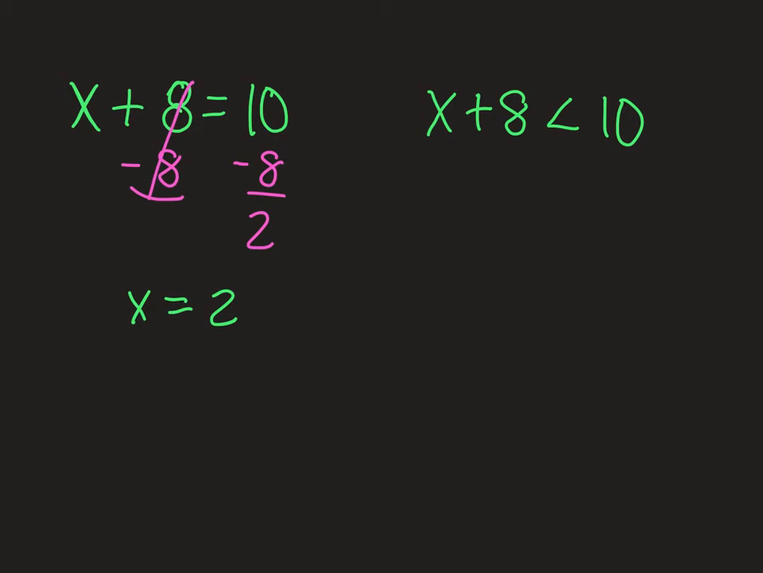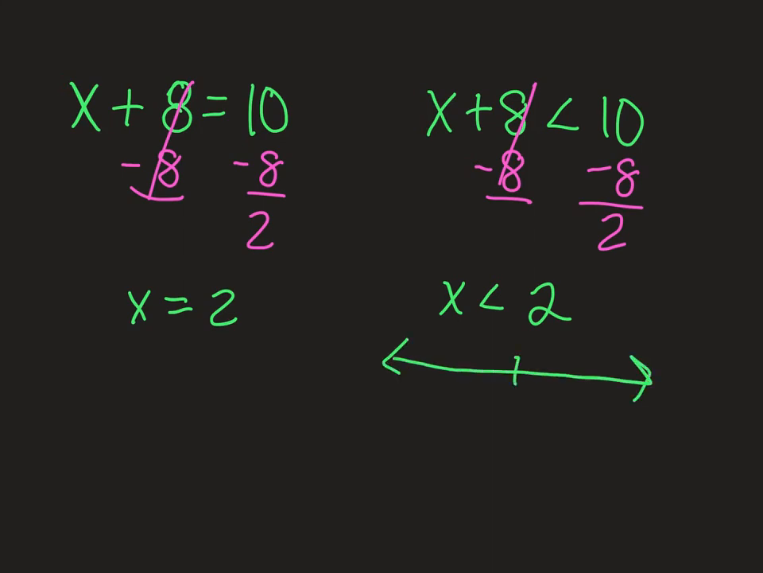Over here on the right side, I'm still going to sing my song, -8, cross out, what's my answer, and I get a 2, but this time, x's are everything less than 2. They don't include 2. They're 1.999999 and every number smaller than 2. So I need to show it on a number line to show what I'm really talking about. Give me some neighbors. Give me an open dot.